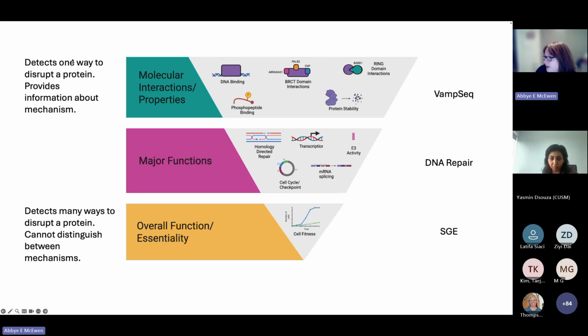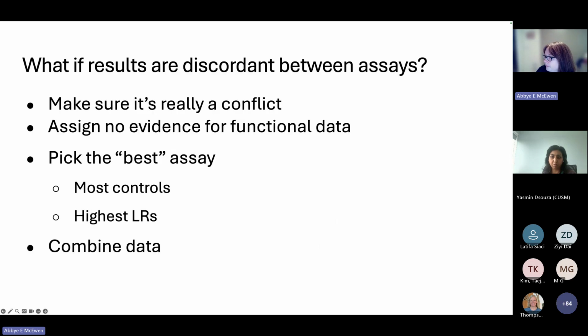So up here, we get information about mechanism. It tells you how the protein is broken, but it only tells you one way. Down here, we can detect many ways to break a protein, but you don't get any information about how it is in fact broken. So keep this in mind as we're talking about navigating conflicts.